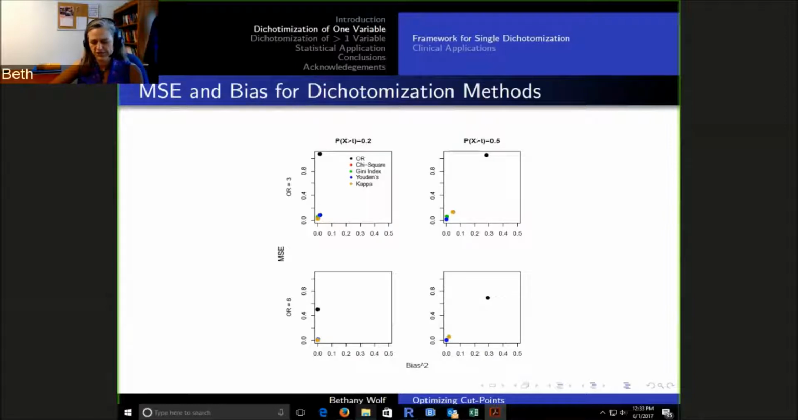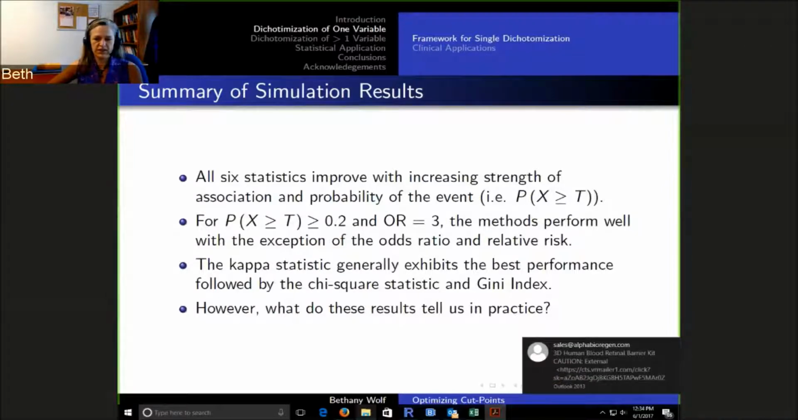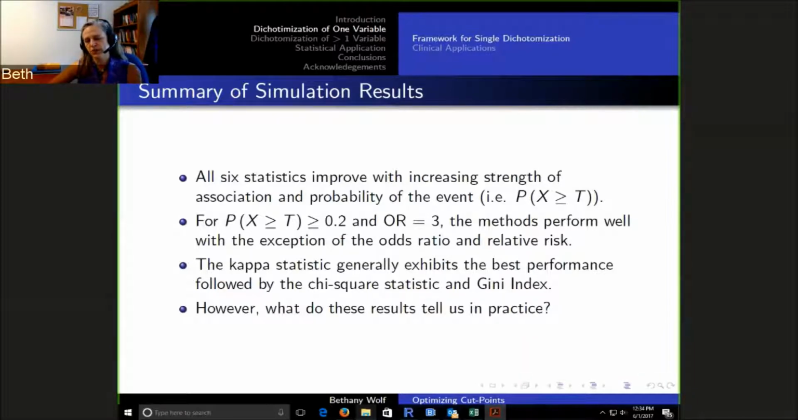Again, this is the case where we're saying that this true cut point actually exists. Just in summary, we've already seen that as you increase your strength of association or the probability that x is greater than t, all of the statistics tend to improve in their ability to recover that cut point t.